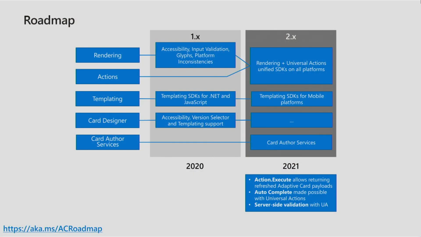We've talked about a lot of things today: rendering, actions, templating, the card designer, and the author services. When are those coming to you guys? Well, version 1.x, the next release of the 1.x release, which we expect to ship in the next few months, will address accessibility. We've had a couple of issues with accessibility with cards. What we want is for them to be accessible by default right out of the box. So we're going to pay a lot of attention to that in the next release.